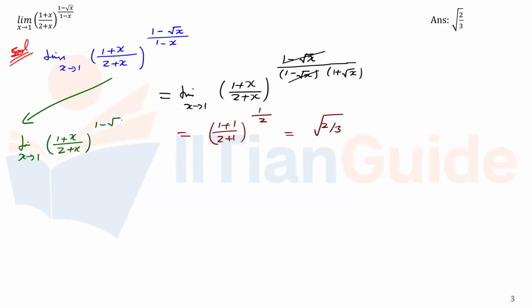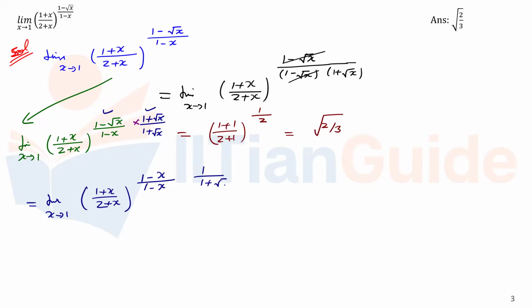Okay, we have 1 minus root x divided by 1 minus x. I will multiply and divide with 1 plus root x. Basically, I'm rationalizing. What happens? I'm getting limit of 1 plus x upon 2 plus x. So one term is there, no problem. 1 minus root x times 1 plus root x, we are getting 1 minus x. In the denominator, I have one term, 1 minus x. There is another term, 1 upon 1 plus root x. This term is same. This will be my answer.